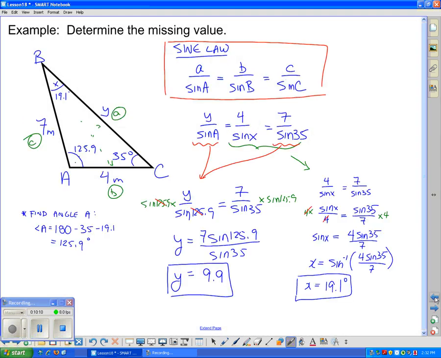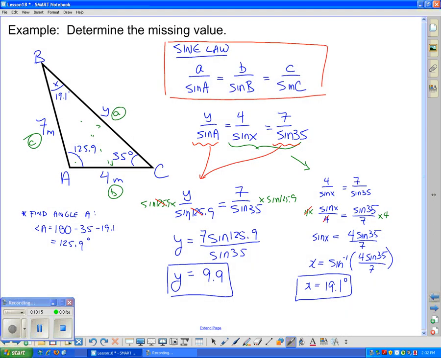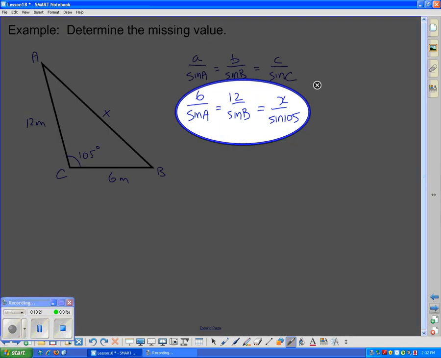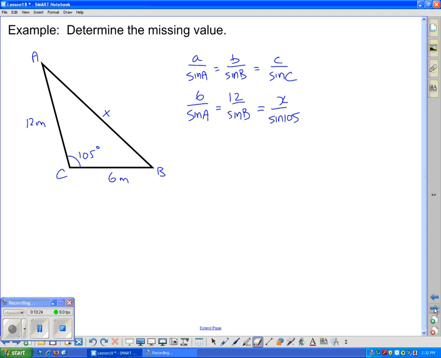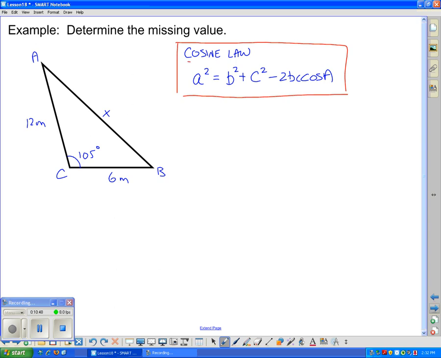In the previous example, I had one fraction where I knew everything. You need to have that to use sine law. None of these fractions that I'm looking at have all the information. So what that tells me is I made the wrong choice. I should have used the other function, and that's the cosine law. All right, cosine law, again, from the grade 11 course. Cosine law is a squared equals b squared plus c squared minus 2bc cos of angle A. Again, this goes on the cheat sheet. It is required information or known knowledge.